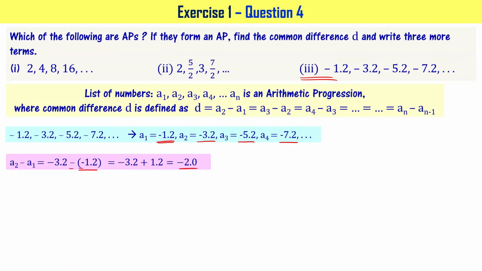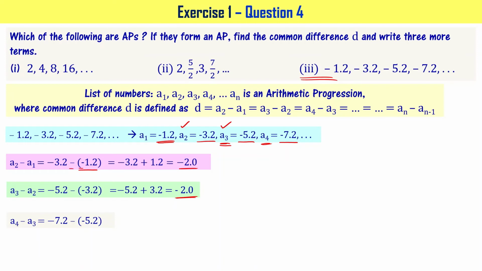Now let's find what is the difference between A3 and A2. A3 minus A2, I can write it as minus 5.2 minus 3.2. When you simplify it, you get it as minus 2.0, right? Now let me find the difference between A4 and A3. A4 minus A3 is minus 7.2 minus minus 5.2. When you simplify it, what you get is minus 2.0.